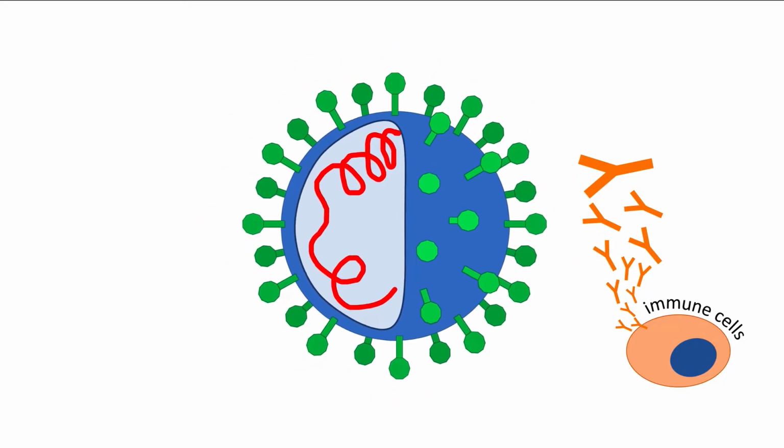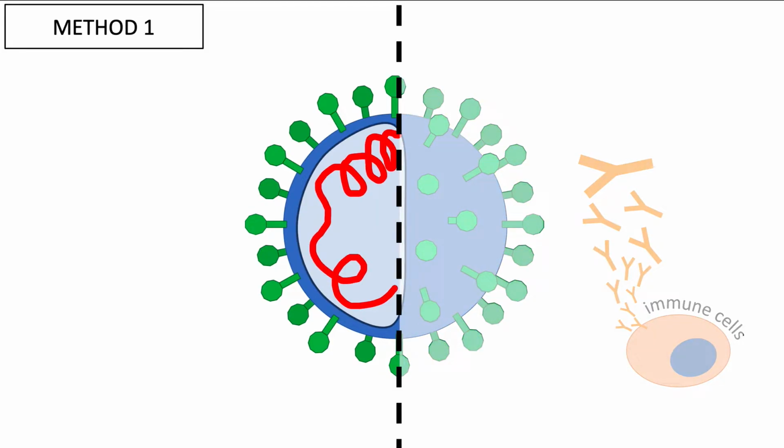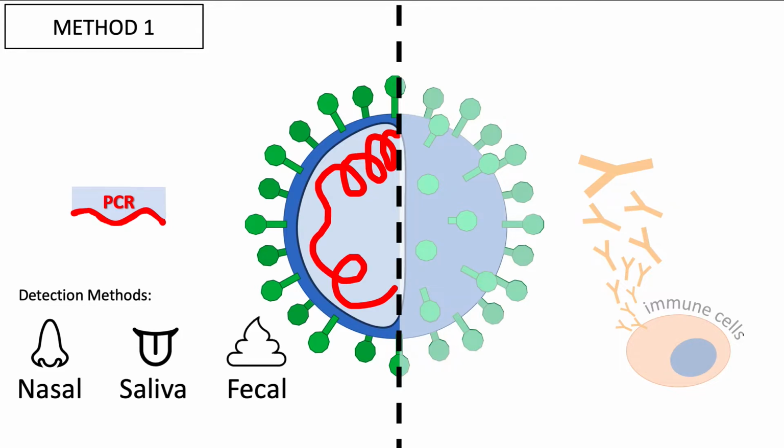So how do doctors and scientists use this information to detect the COVID-19 virus? There are two main methods. The first method tests for the genetic material in the virus. This method isolates part of the genetic material. Since genetic material is so small, it uses a method called PCR, which makes millions of copies of the piece of genetic material so that it can be easily detected by laboratory machinery.